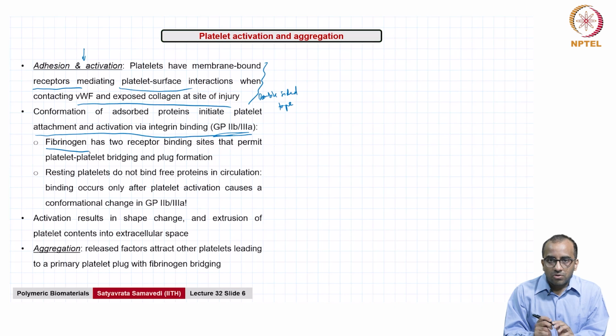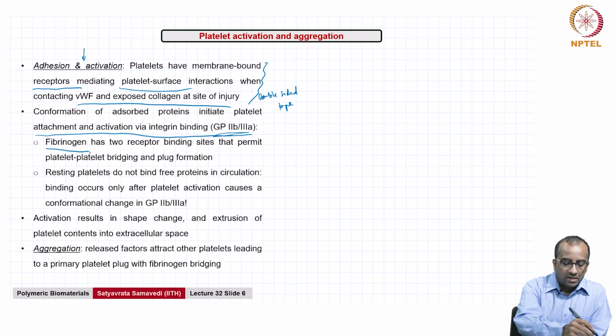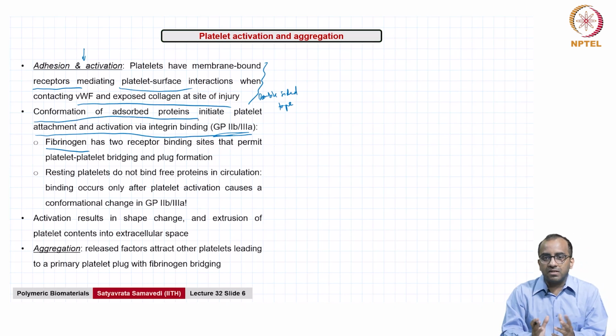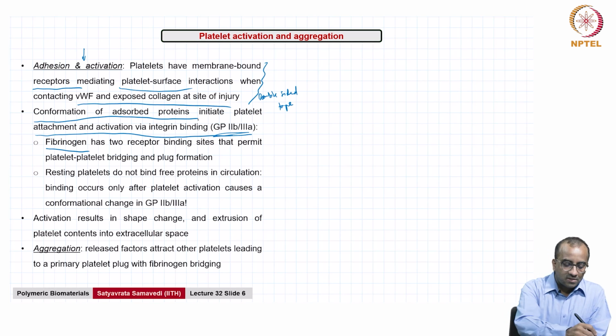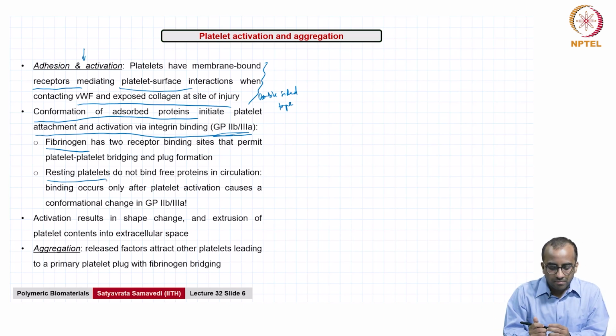Now, one very important thing to note is the role of conformation, both of the fibrinogen and of the integrin that is found in the platelet membrane. Now, we noted already that the conformation of the adsorbed protein is very critical in promoting binding, attachment and activation of the platelet. So, that is as far as the fibrinogen is concerned. Now, that is also true for the receptor or the integrin found on the membrane of the platelet. So, resting platelets, essentially platelets that regularly flow through blood, do not bind these free proteins in circulation. For example, they do not bind von Willebrand factor, which is also found in blood, or any of these other proteins as they normally flow through blood.